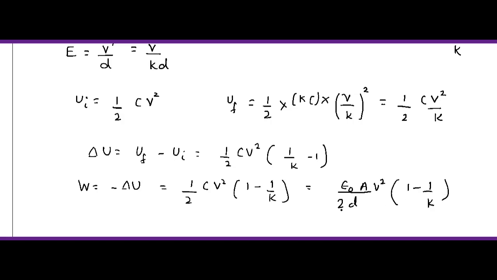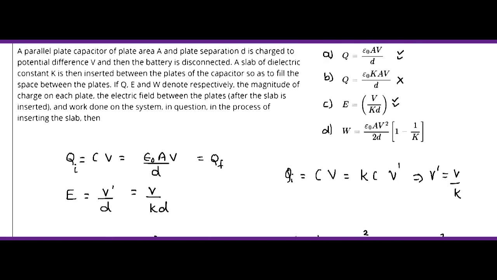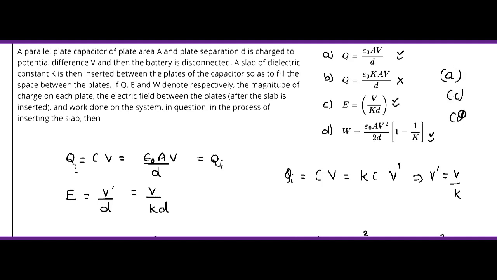Epsilon A V square divided by 2D, 1 minus 1 by K. Okay, that means the correct options are what? A option is the correct option, C option is the correct option, and D option is the correct option. So hope you have understood this explanation.